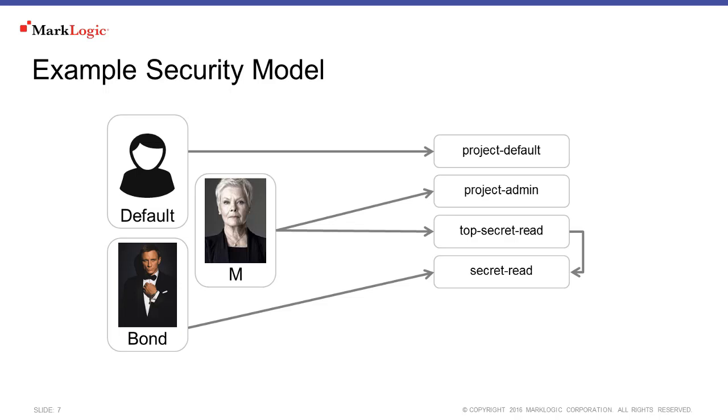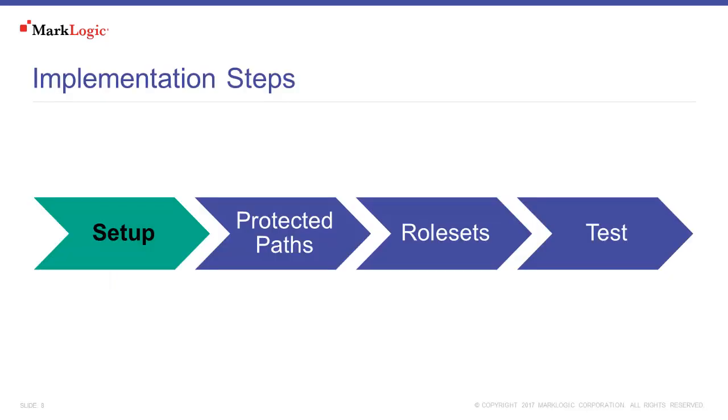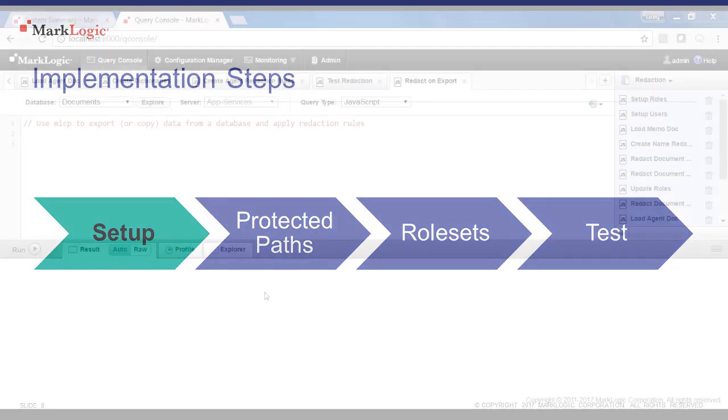To implement element level security, we need to complete several steps, including setting up our roles and users, creating protected paths, defining role sets, and testing. So let's start with our basic setup.